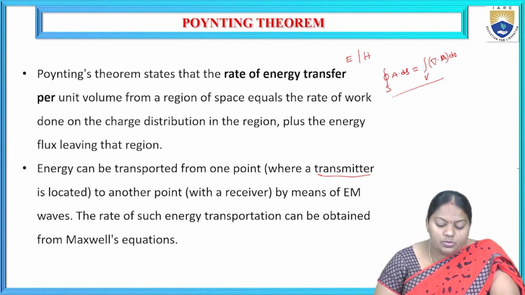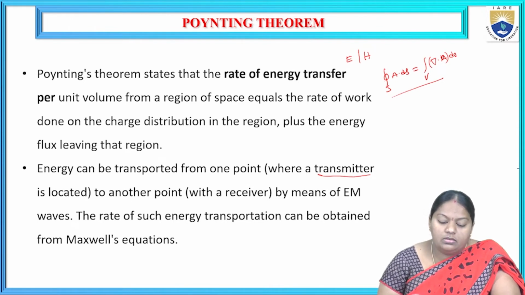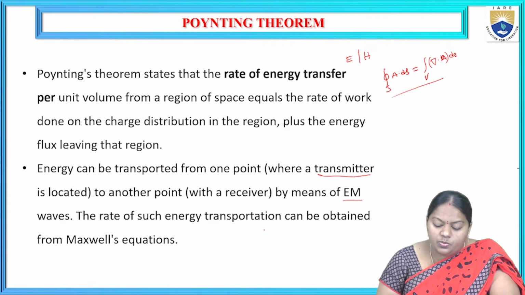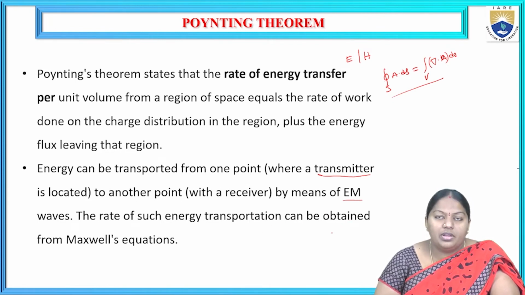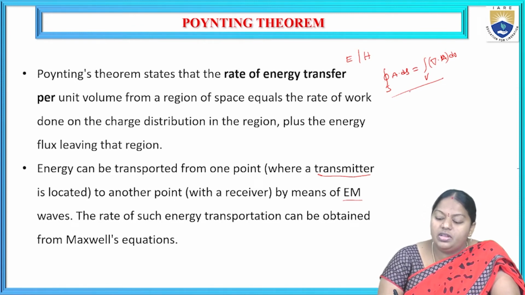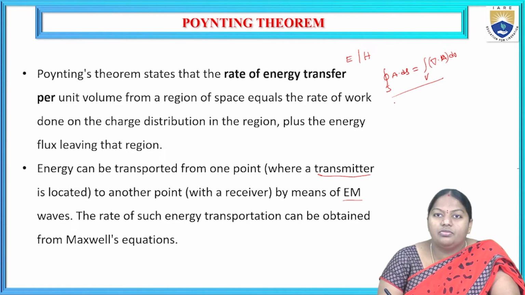The energy must be transferred from the transmitter to the receiver by means of electromagnetic waves. EM stands for electromagnetic waves. The rate of such energy transportation can be obtained from Maxwell's equations. In order to derive the mathematical equation for this Poynting theorem, we need to use two Maxwell's equations which are to be considered from the time varying fields or electromagnetic fields.